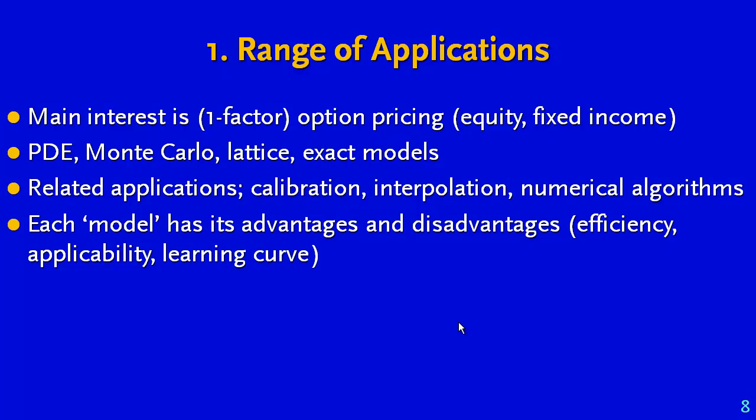So the main interest is in one-factor methods, as I've said: option pricing, equity, fixed income. So if you can program a one-factor Black-Scholes using exact solution, finite difference, Monte Carlo, lattice method, you're doing okay, in my opinion. Other applications are interpolation, numerical algorithms, and every model you'll be applying has its own advantages and disadvantages, like efficiency. Finite difference method is very fast. Monte Carlo is a bit slow, but it always works, for example.